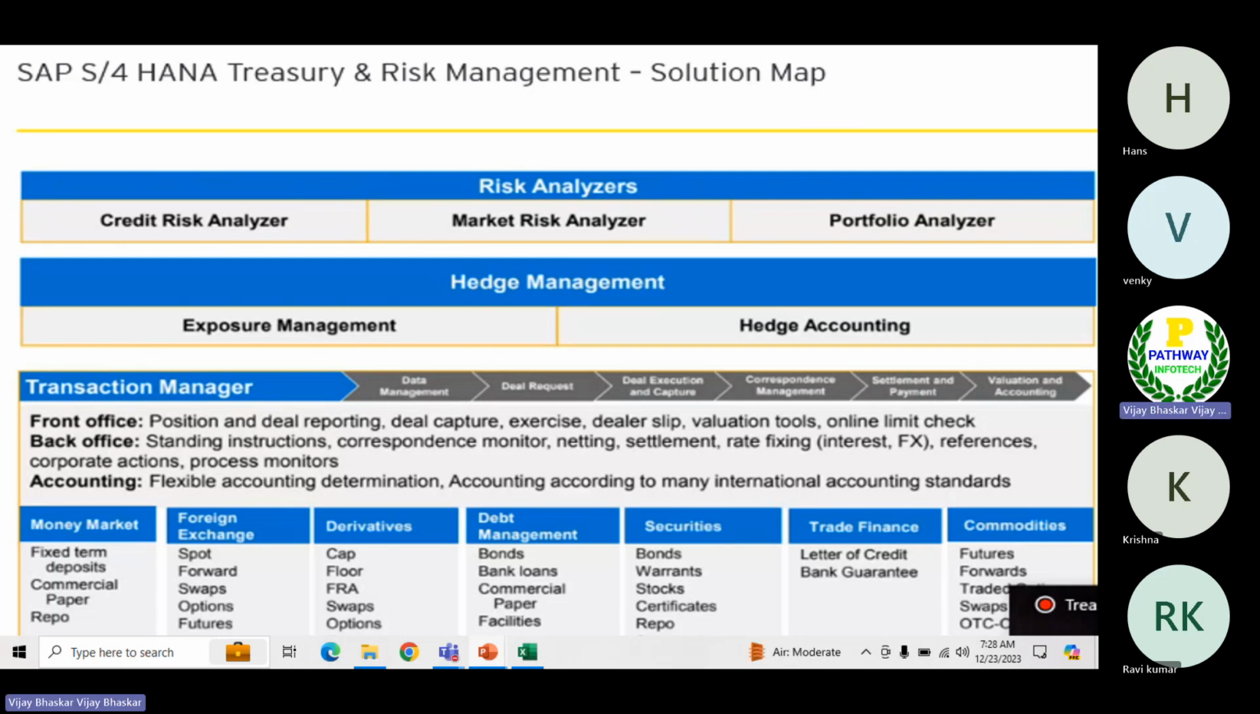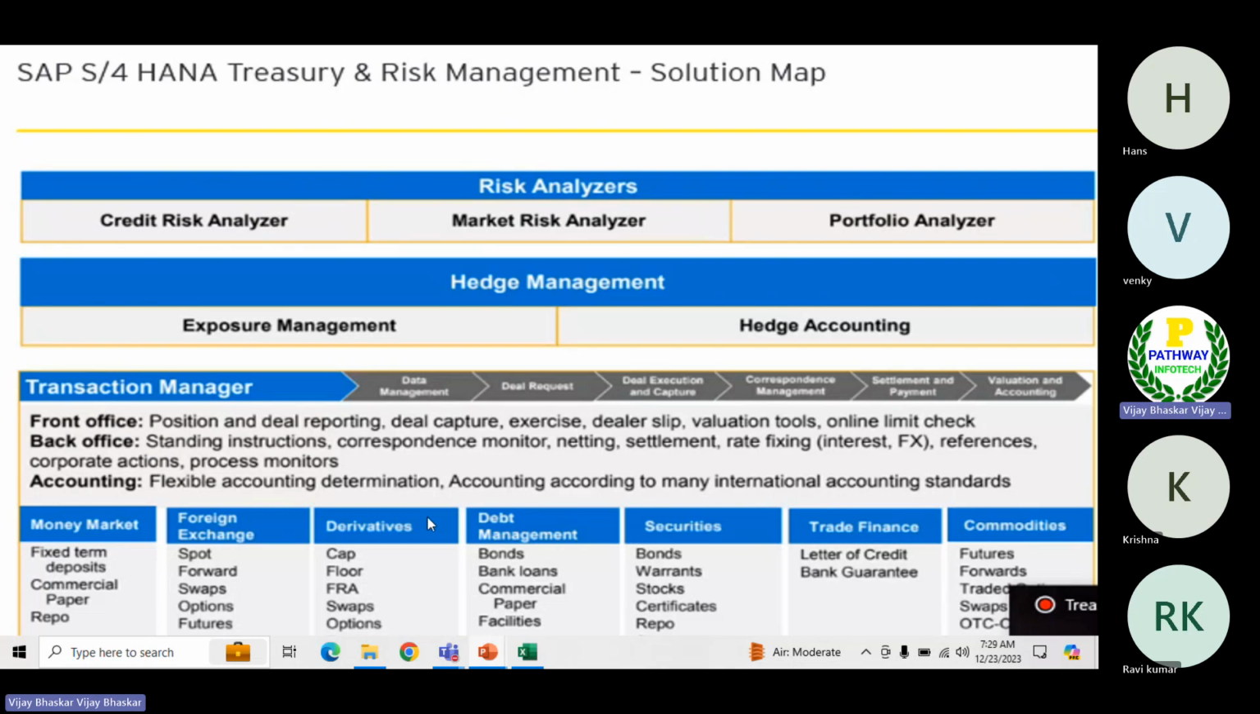The transaction manager is an umbrella. Under that umbrella, all these things which we are going to perform, all these instruments, like money market, foreign exchange, derivatives, debt management, securities, trade finance, commodities, all this will be part of transaction manager. That is the reason I mentioned the transaction manager is an umbrella. Under that umbrella, we have these sub modules.